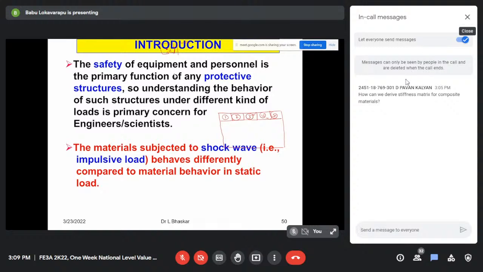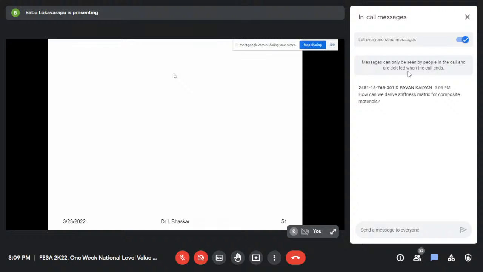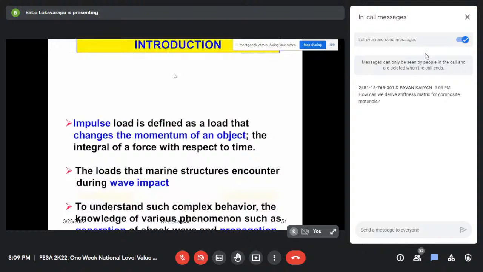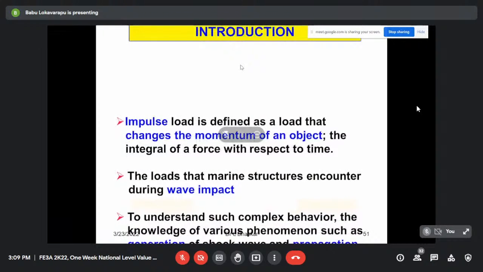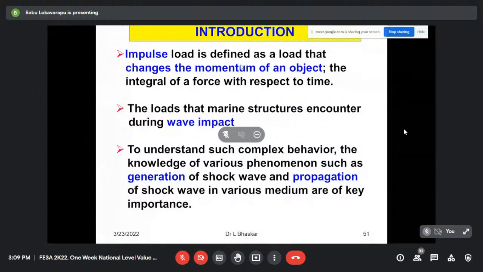So here we are trying to find out what the transition distance is. This is what the study is all about. Basically, this is an impulse load. It is defined as a load that changes the momentum of an object, basically the integral of force with respect to time. The loads that marine structures encounter during wave impact come under this impulse load.